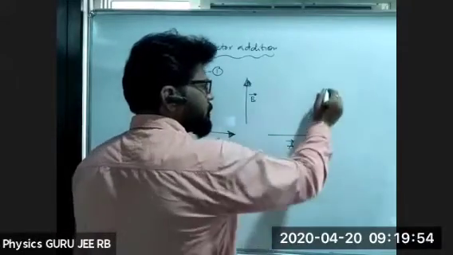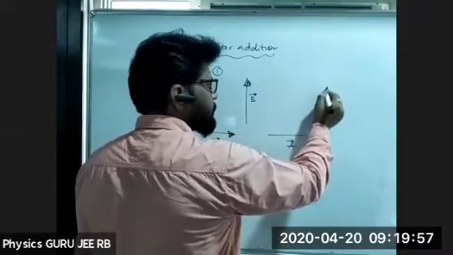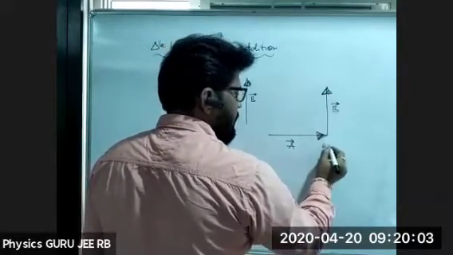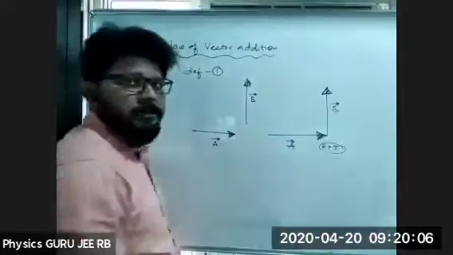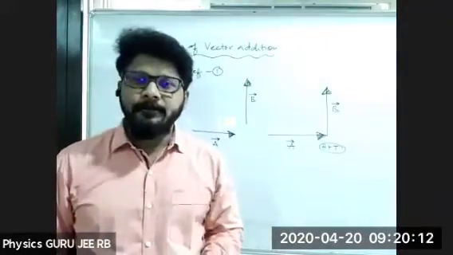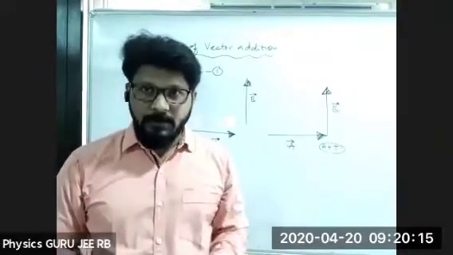Let me take it like this. So this is placed here. We are placing it in such a way that we get the combination of head and tail. Head and tail. Then how do we find the resultant?